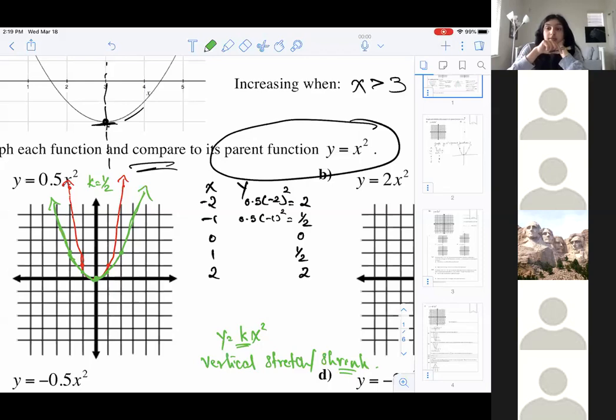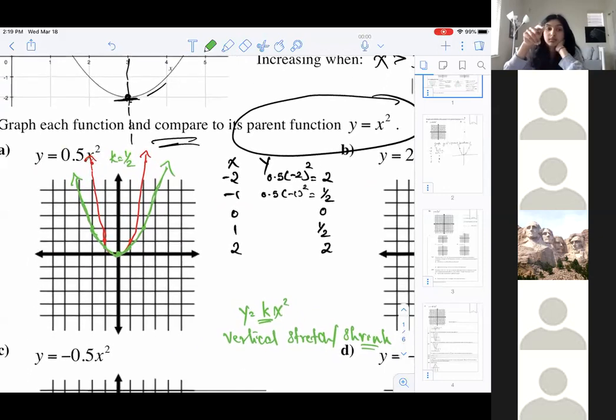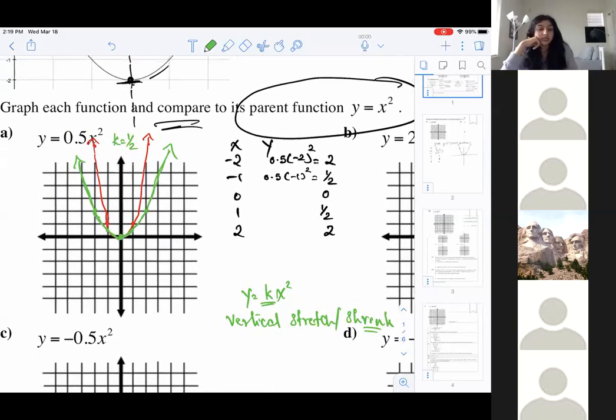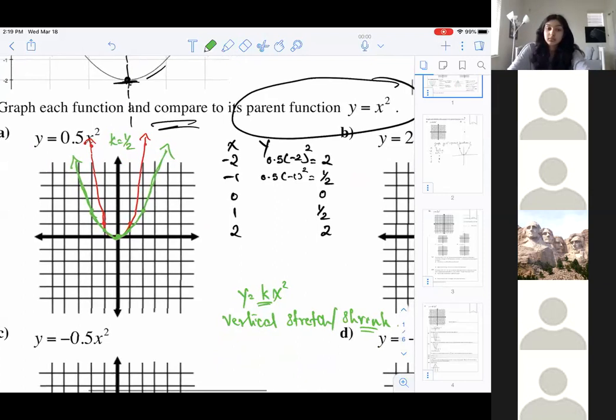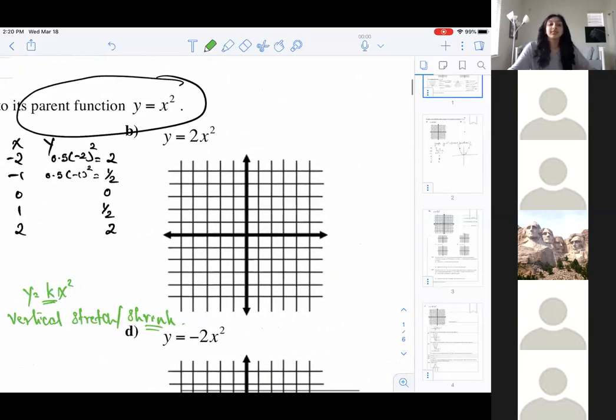Okay, all right. So it also says compared to the parent function. So I want you guys to write next to the problem that the new graph is a vertical shrink by 1/2. Are there any questions? No. Okay, now we are going to move to the next problem, B.